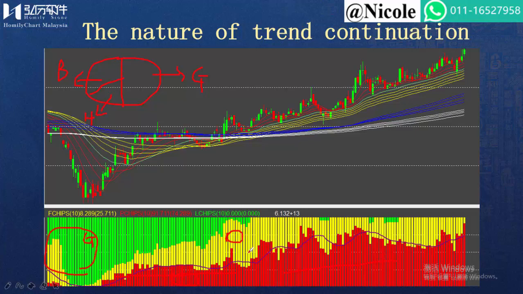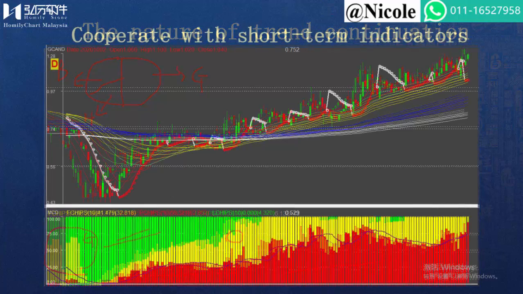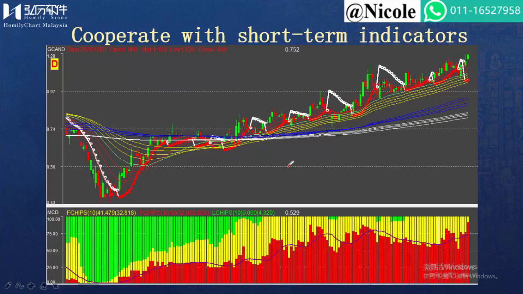If your share is controlled by many retailers, do we find an entry point? No, of course not, right? So how to find an entry point? We can cooperate with some short-term indicators. For example, this indicator is called red and white circle. So the first red circle is our entry point, and the first white circle is our exit point.